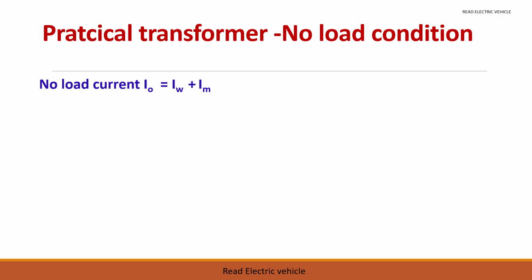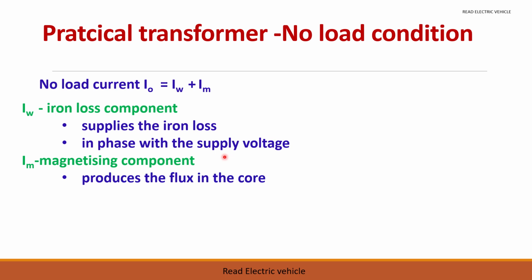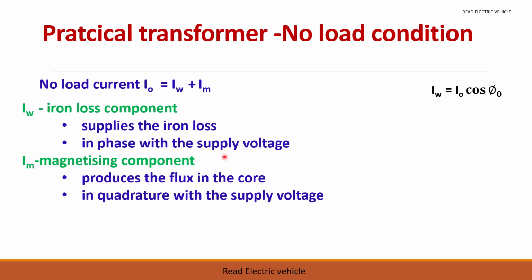Now we will recall what we have seen in a no load condition. No load current I0 is equal to IW plus IM. That is, two components are there. IW is called the iron loss component, which supplies the iron loss, and it will be in phase with the supply voltage. IM is the magnetizing current, which will produce the flux in the core, and it will be in quadrature with the supply voltage. That is, there will be a 90 degree phase difference. So IW is equal to I0 cos phi naught, IM is equal to I0 sin phi naught. I0 is given by root of IW square plus IM square.